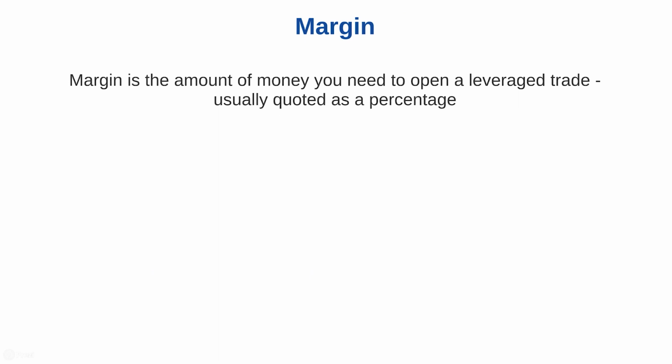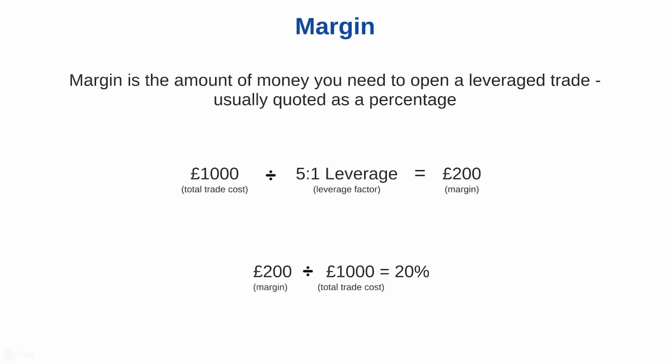Margin is the amount of money you need to open a leverage trade. This will be a percentage of the total trade cost. In the example we just looked at, the margin was 20%. We could have worked this out from the leverage by dividing the total trade cost by the factor of leverage we were using. The total trade cost was £1,000 and the leverage factor was 5. This gives us £200. £200 as a percentage of £1,000 is 20%.